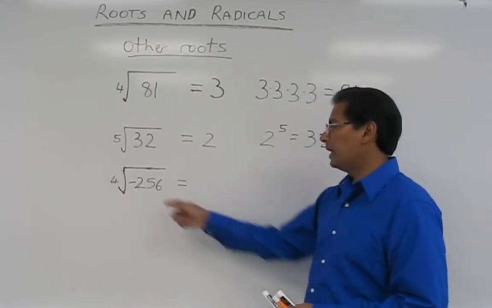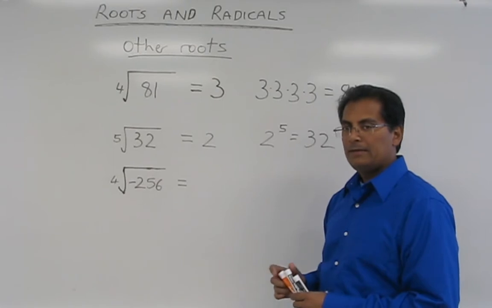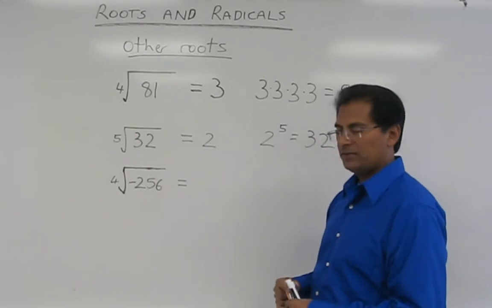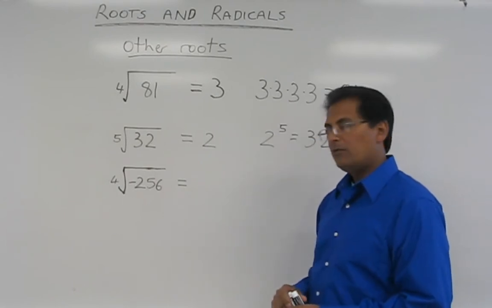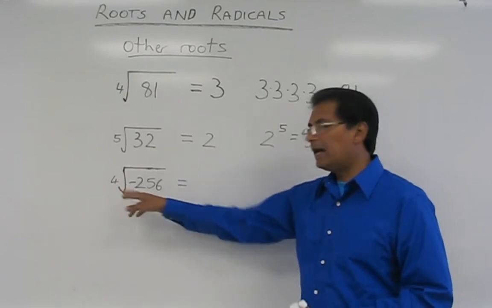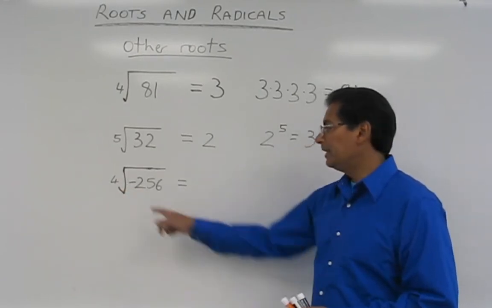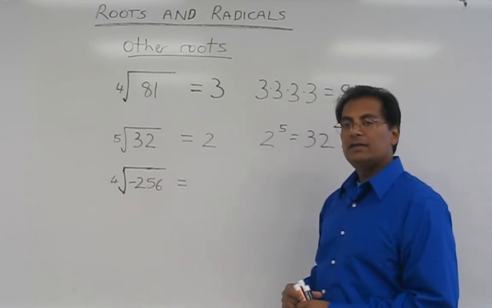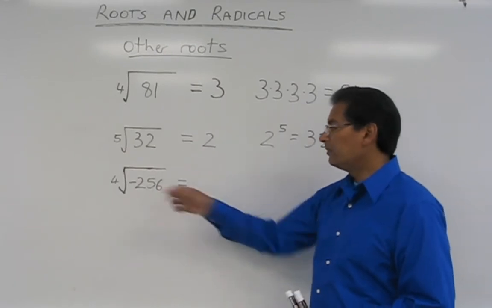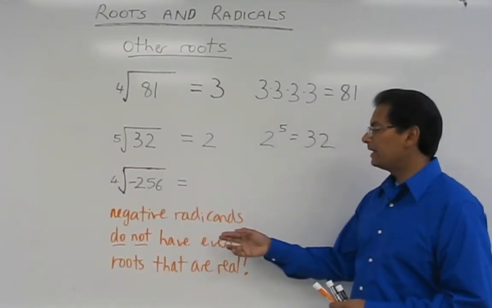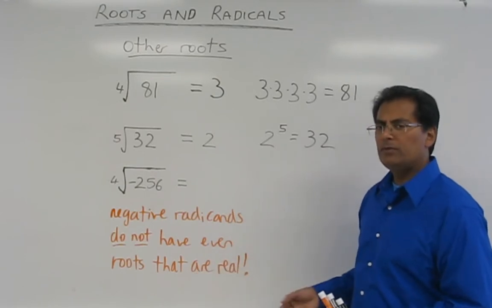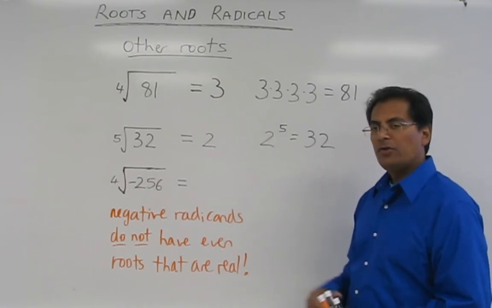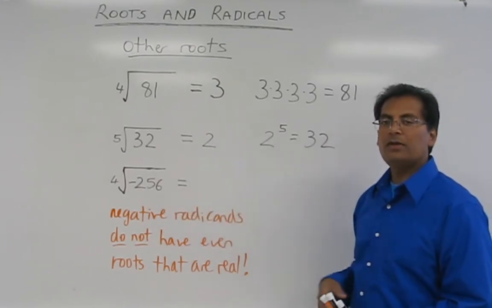What about the fourth root of negative 256? Now, you want a number that, when you raise it to the fourth power, gets you back negative 256. If you think clearly about exponents, there is no number that you can raise to an even power and get a negative number. So if your radicand is negative, you can't have an even root. Negative radicands do not have even roots that are real. There's something called imaginary numbers, but we won't get to that right now. So we can't do this. This doesn't exist. This is not a real answer.